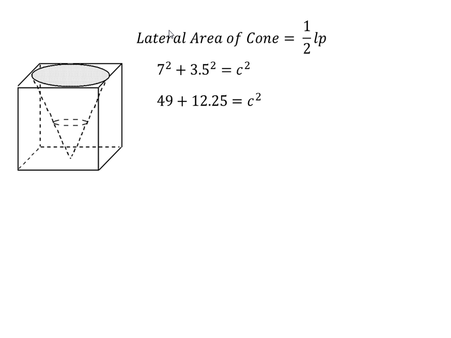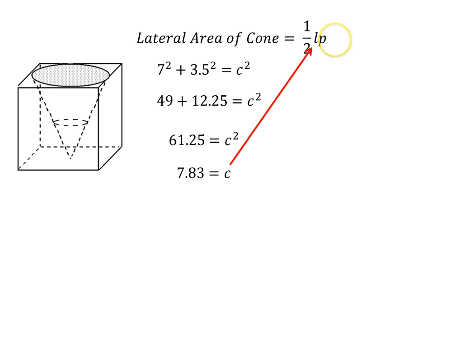So I get 49 plus 12.25 is equal to c squared. 61.25 then equals c squared, but I don't want to know what c squared is. I want to know what c is, so I have to take the square root. So c is 7.83. Well, what's the significance of 7.83? 7.83 is the slant height of the cone. So now I know the slant height by using the Pythagorean theorem.